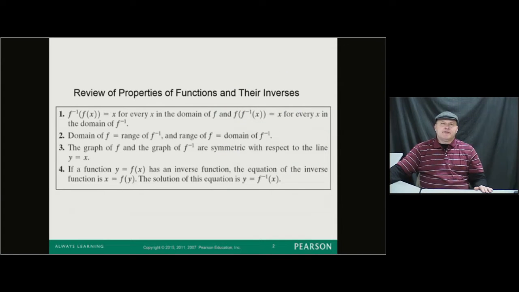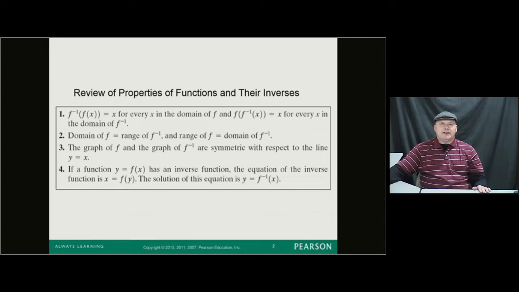So let's do a first little review of the properties of functions and their inverses. If you recall, now this is just functions in general, not necessarily trigonometric functions, but generalizing the whole rule. If you have f inverse of f of x equals x for every x in the domain of f, and f of f inverse of x equals x for every x in the domain of the inverse function. So basically, they're saying it's 1 to 1, so it bounces back to the same element when you apply the function and the inverse function to the same element, and that's because it's 1 to 1.